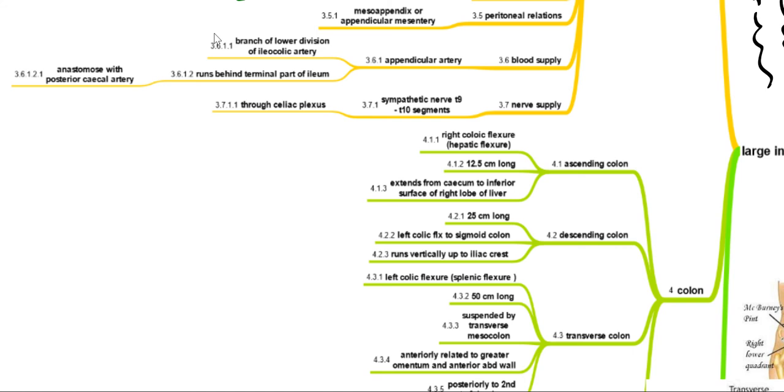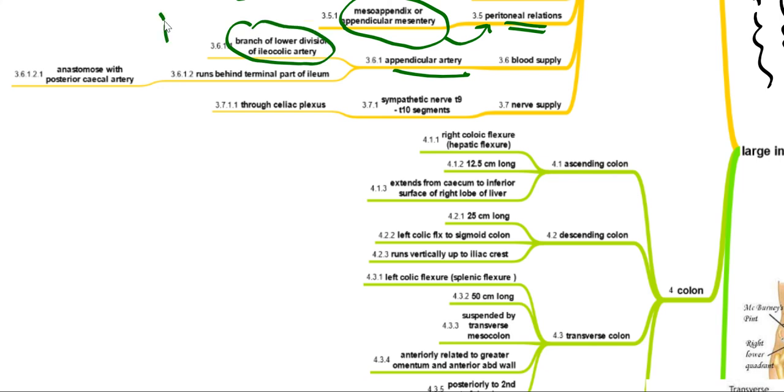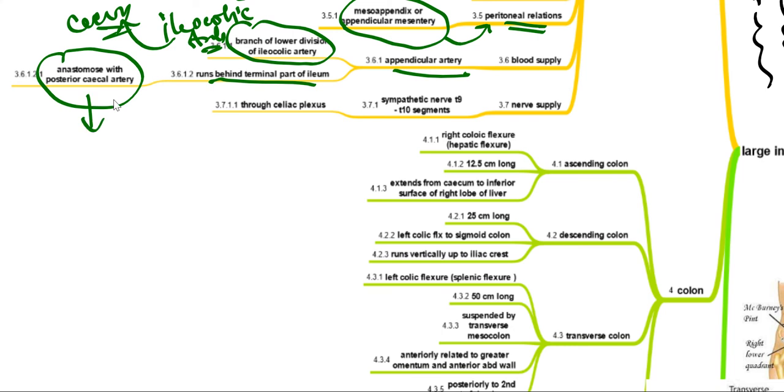Peritoneal relations. How is it hanging or related to the peritoneum? It is related to the peritoneum by a mesoappendix, also called the appendicular mesentery. Blood supply is through the appendicular artery, which is a branch of the lower division of the ileocolic artery. The ileocolic artery also supplies the cecum. It runs behind the terminal part of the ileum and anastomoses with the posterior cecal artery. Nerve supply is by the T9 and T10 sympathetic nerve segments.